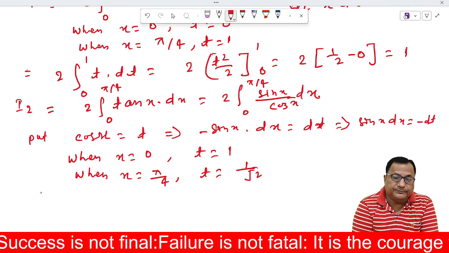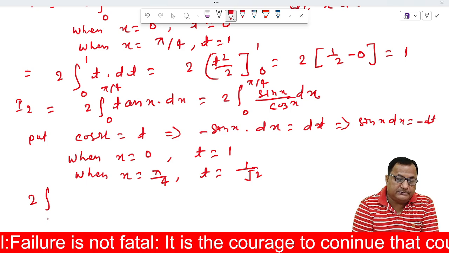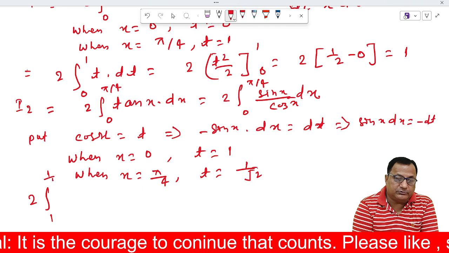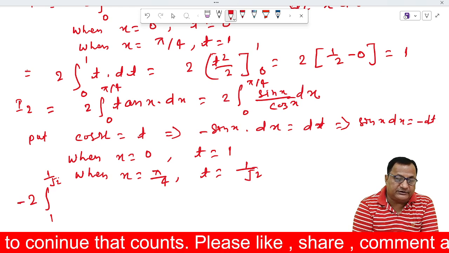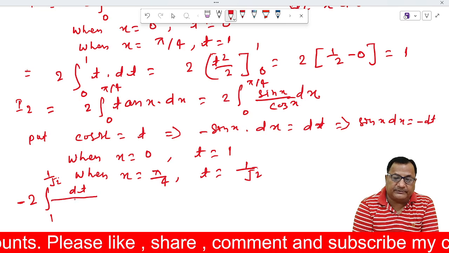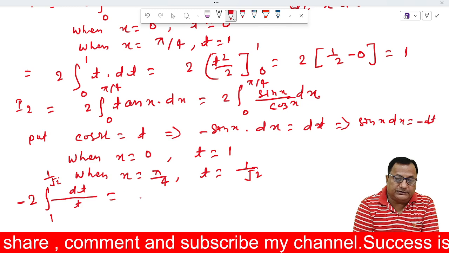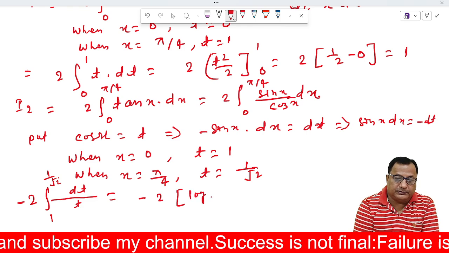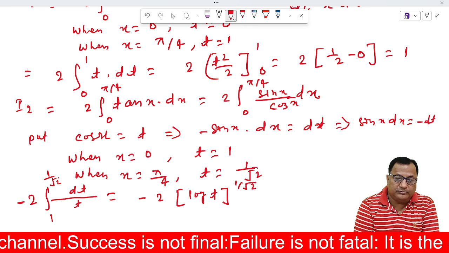Now we will put the values: 2, lower limit is 1, upper limit is 1 by root 2. Sin x dx is equal to minus dt, so we put minus here, dt divided by cos x, which we supposed to be t, so this is t. Integration of this will be minus 2 log t, from 1 to 1 by root 2.